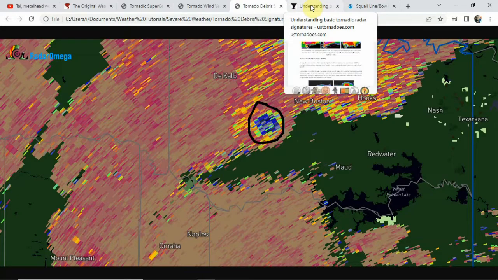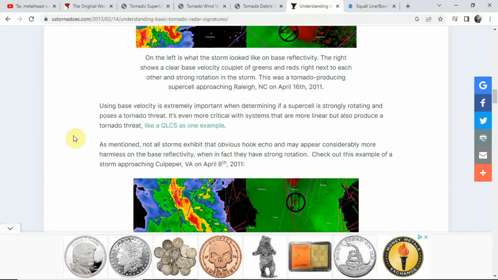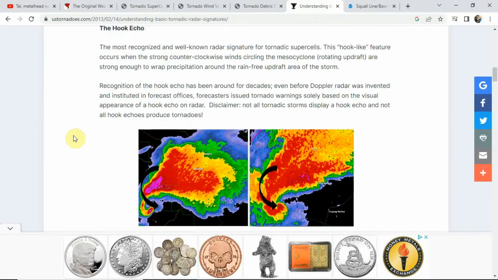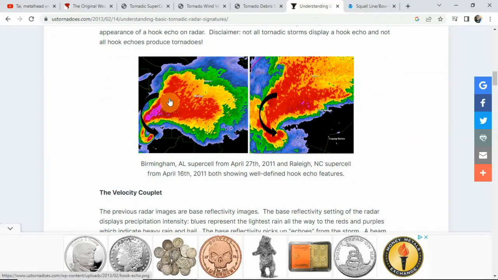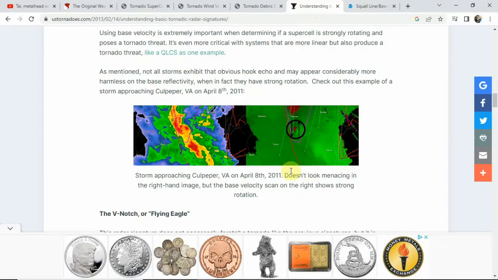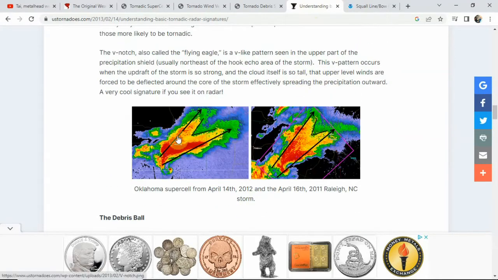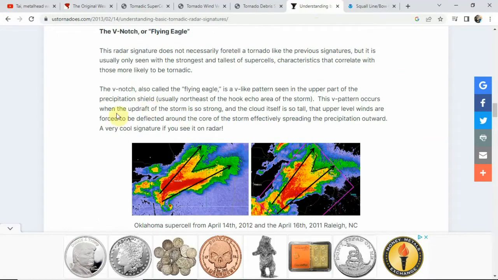So let's get a little bit more intricate with tornadic activity here, with the radar activity here. This is looking more back towards the traditional radar or resolution radar. Like I said, we've already talked about the hook echo. We've already talked about the vortex couplet or velocity couplet. Now, here's one telltale sign of tornadic activity as well, and that is the V notch or the flying eagle. That's usually towards the front flank of the storm here. Usually, you'll have this notch here, but this usually will indicate the strongest of supercells.